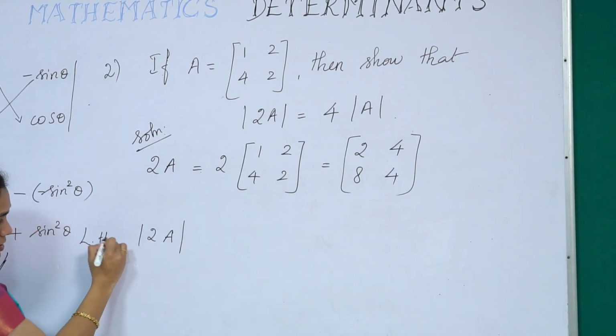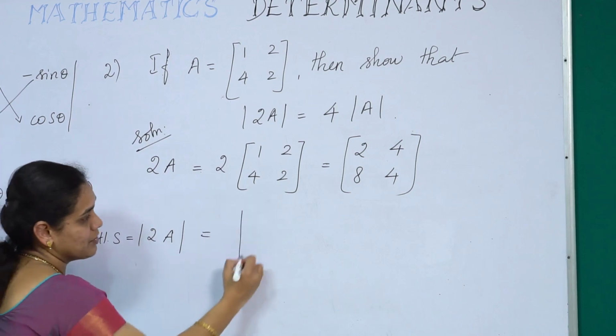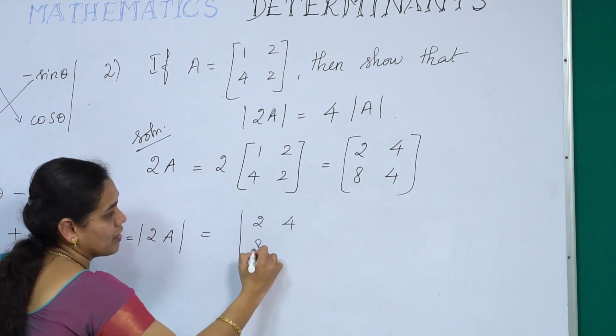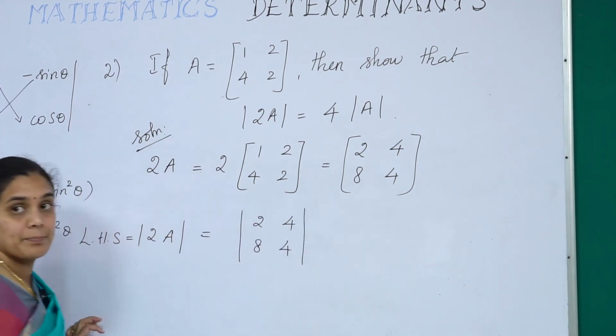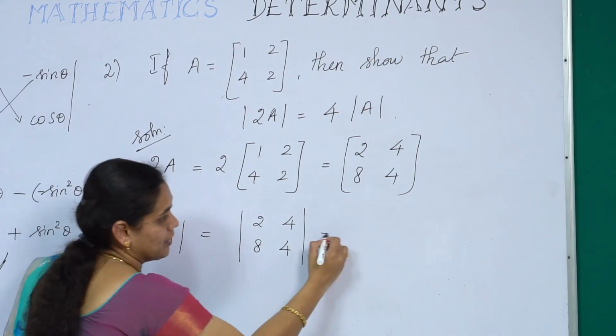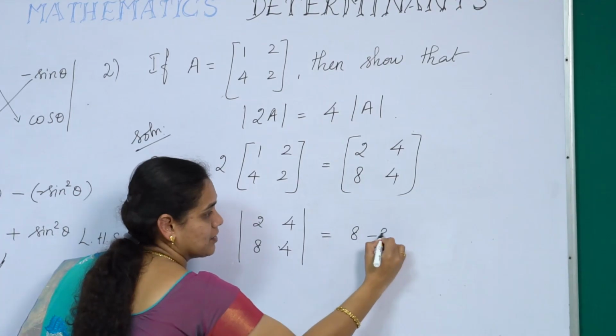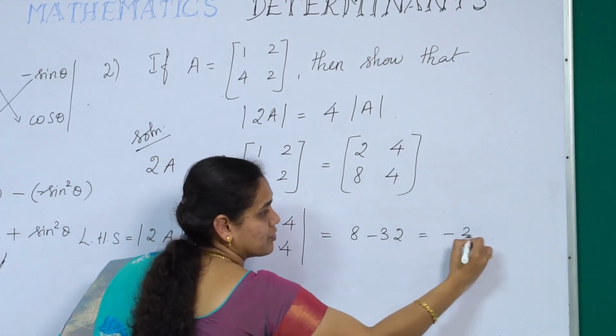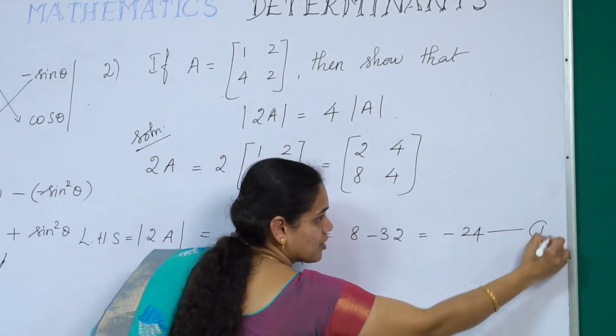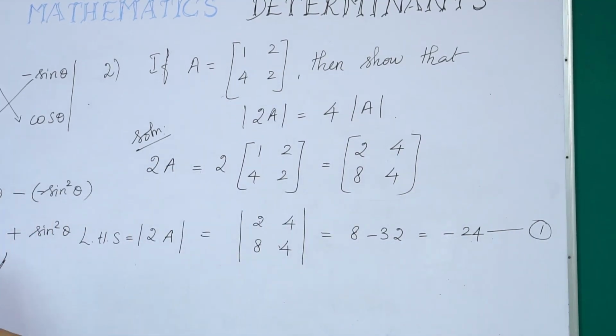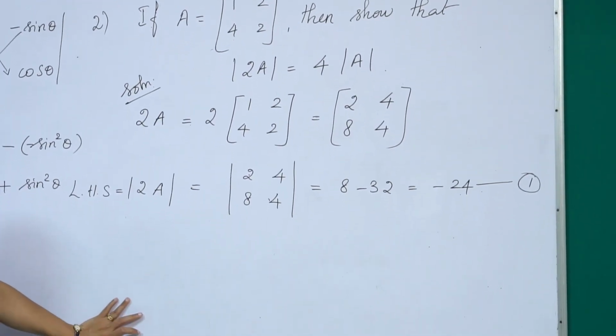Now, let us find out the determinant of 2A. This is our LHS, left hand side. So, that is determinant of 2, 4, 8, 4. How do we evaluate this? 8 minus 32. So, this is minus 24. Let us keep this as 1. Then we will move on to the RHS.